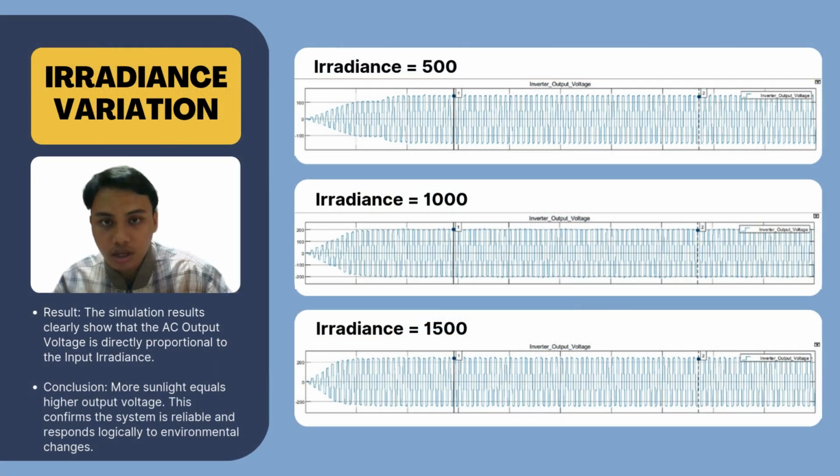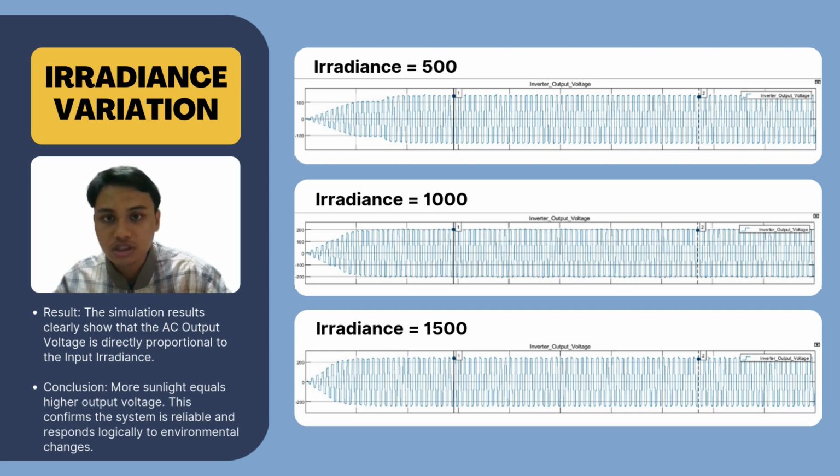So moving on to the next slide, we analyze the system performance under irradiance variation, which is the primary environmental disturbance on a PV system. So we tested the full system under three conditions, which are 500, 1000, and 1500 irradiance. Looking at the LC output voltage waveform in the slides, the results are clear.